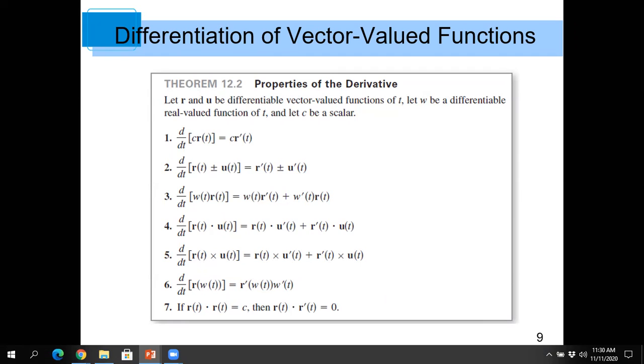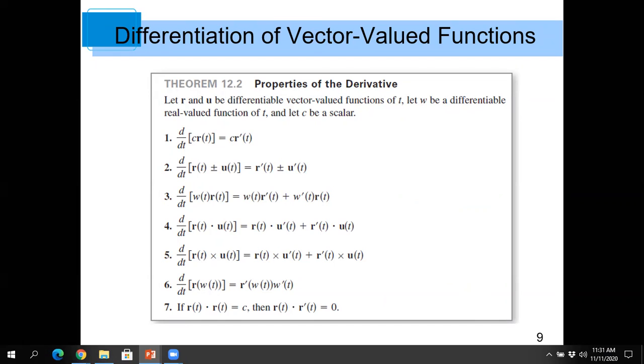There's also a chain rule. See the chain rule, number 6 right there? If, instead of putting t inside of the vector valued function, you put the scalar function w of t, you basically apply the chain rule. Chain rule works, okay? And this one's kind of interesting. We can talk about this later. Actually, I'll talk about number 7 right now.